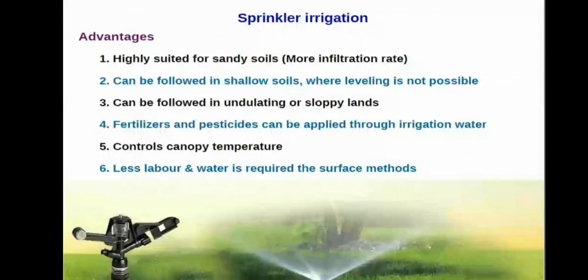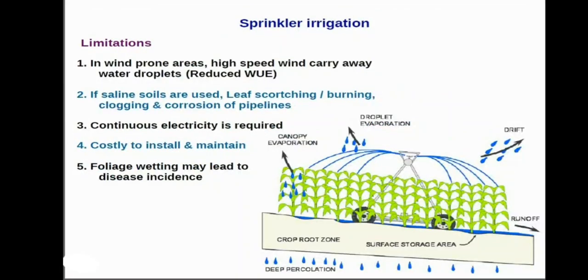It controls the canopy temperature, as water falls drop by drop like rain on the leaves. Less labor and water are required compared to the surface method. Okay, next, the limitations of sprinkler irrigation.